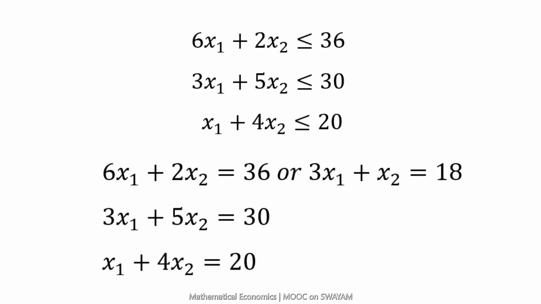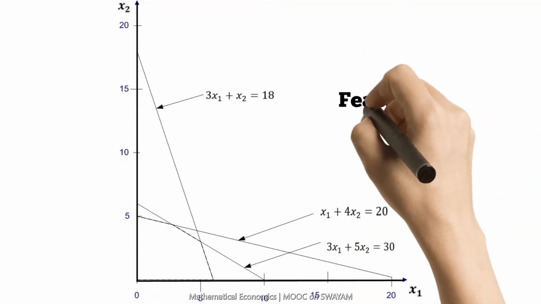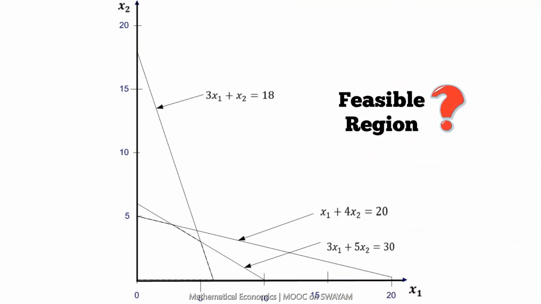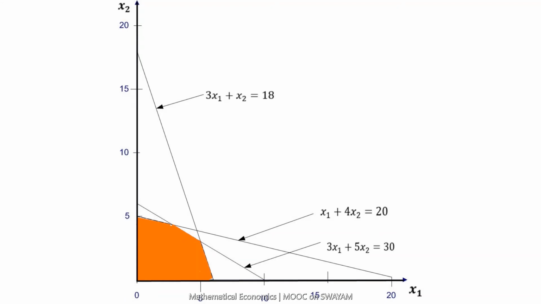We first convert the inequalities to equations and draw the graphs of the constraints and then identify the feasible region. Could you identify the feasible region? You must have got that right. From the feasible region, we identify the basic feasible solutions. The coordinates (0, 5) and (6, 0) are two of the basic feasible solutions.